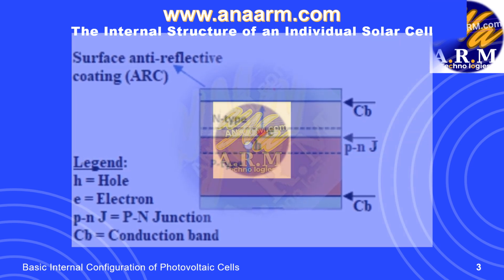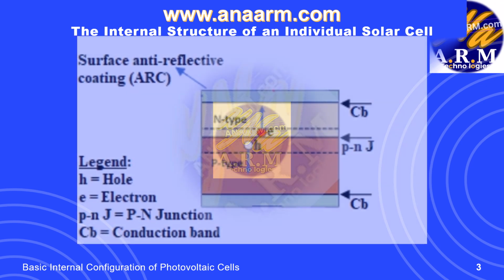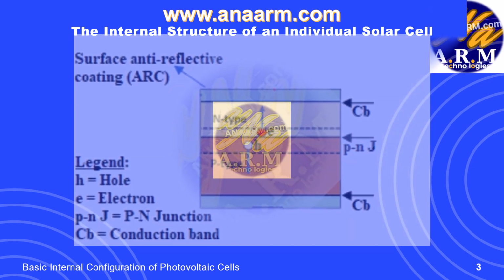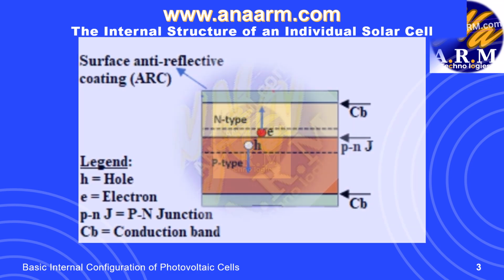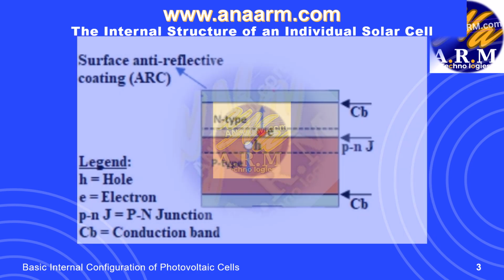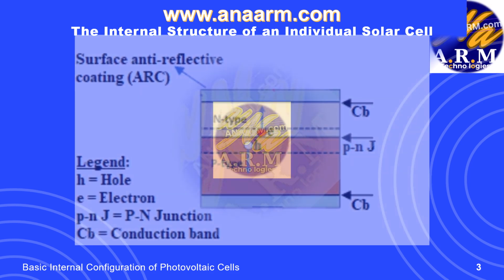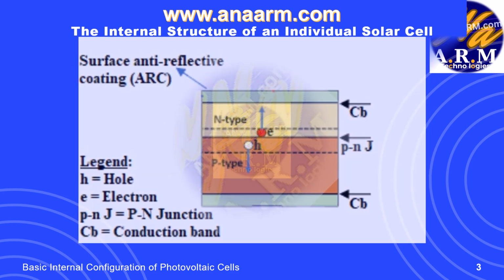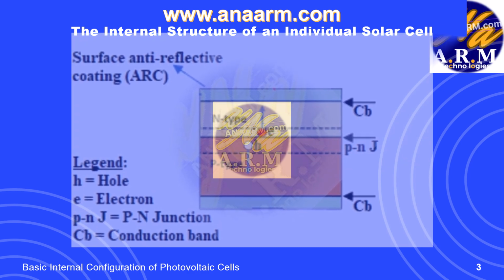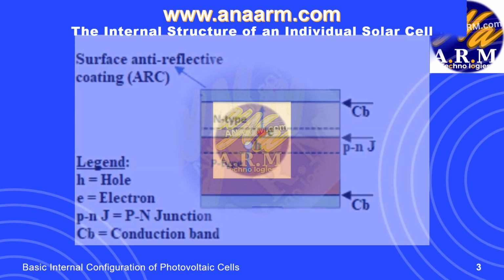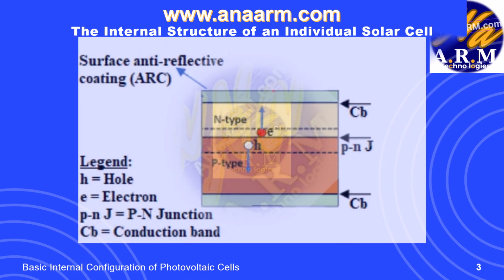However, a solar cell is not only the PN junction. It also requires internal electrical contacts to collect and carry current out of the device. These contacts are known as the front contact and the back contact.